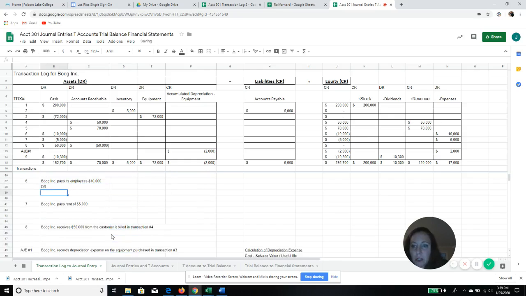Next, we are going to pay our employees $10,000. So this is transaction 6. We decreased cash by $10,000. Cash is an asset with a natural debit balance, so we'll decrease with a credit. So cash, $10,000. At the same time we increased expenses. Expenses have a natural debit balance, so we're going to call this payroll expense, and we're going to debit it $10,000.